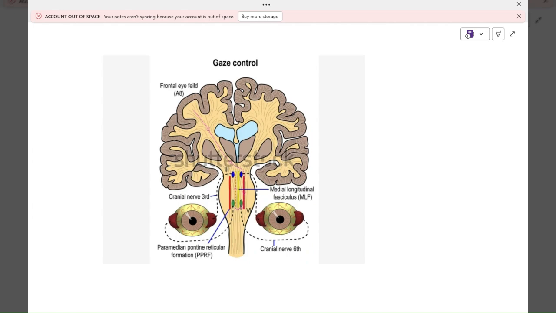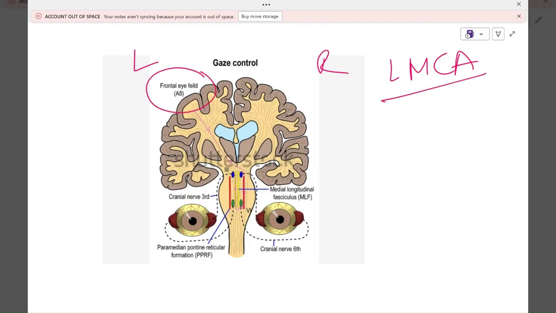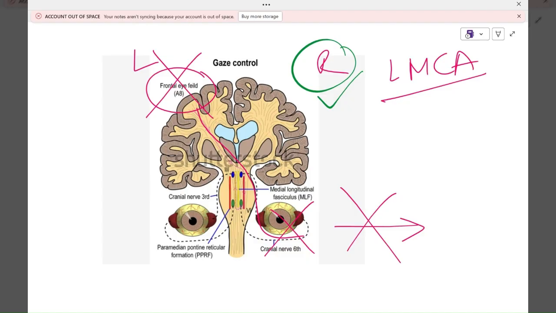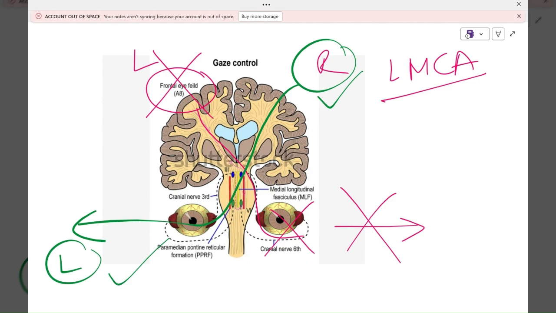Now let's talk about the strokes. Let's talk about MCA stroke. This is the left side, this is the right side. Suppose I have a left MCA stroke. The left frontal eye field is supplied by the left MCA, so this frontal eye field is gone, and this whole pathway is gone. So I will not be able to look to the right side. But the right frontal eye field is good, so looking to the left side is perfect. That is why the gaze is deviated towards the left side, the same side as the lesion.